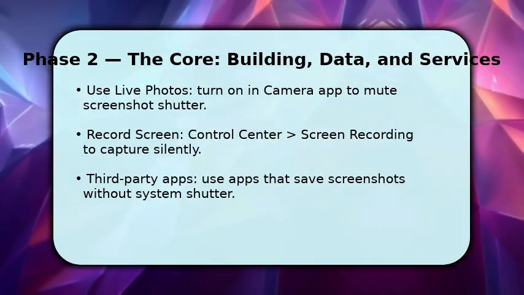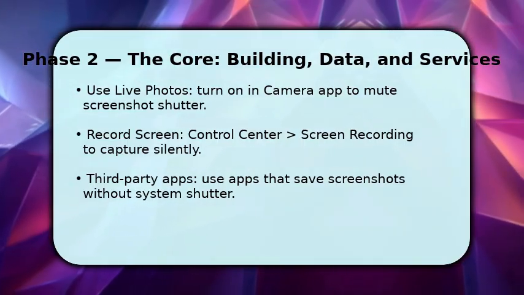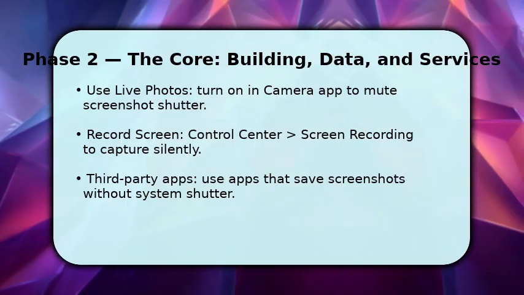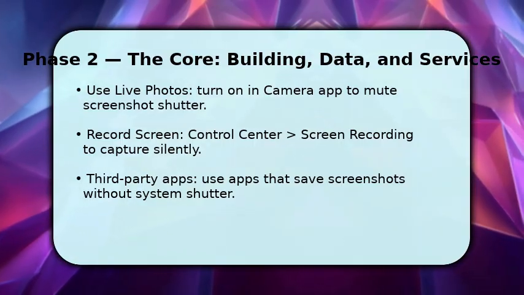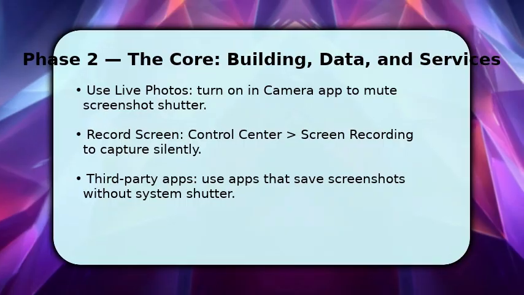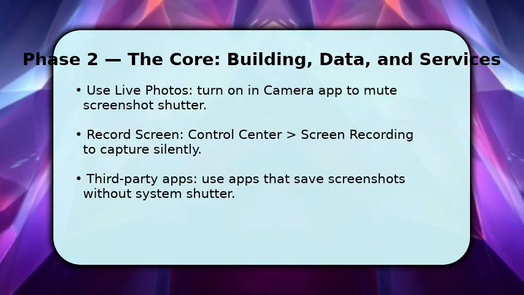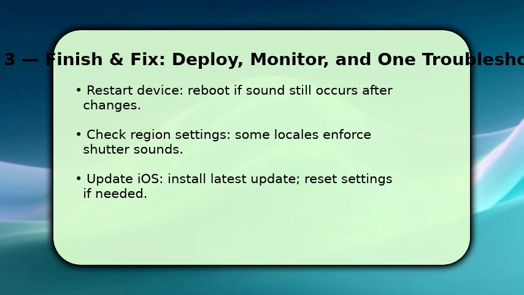If you need repeated silent captures, consider reputable third-party screenshot or note apps that save images without triggering the system shutter. To finish, confirm your changes and test a screenshot. If the shutter sound persists, restart the iPhone to apply settings.